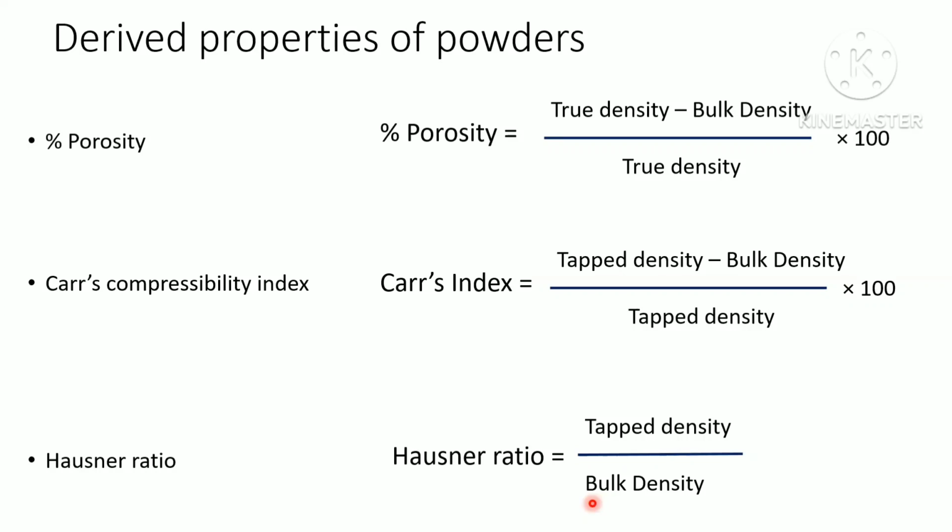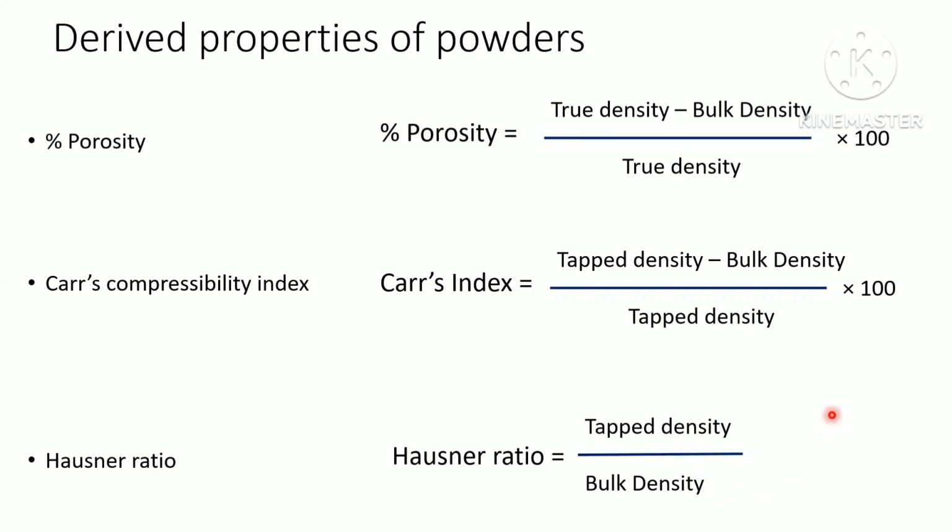Once we determine the true density, bulk density, and tap density, we can determine various derived properties of the powder. For example, percent porosity. Percent porosity is equal to true density minus bulk density divided by true density into 100. Carr's index is equal to tap density minus bulk density divided by tap density into 100. Hausner ratio is equal to tap density divided by bulk density.